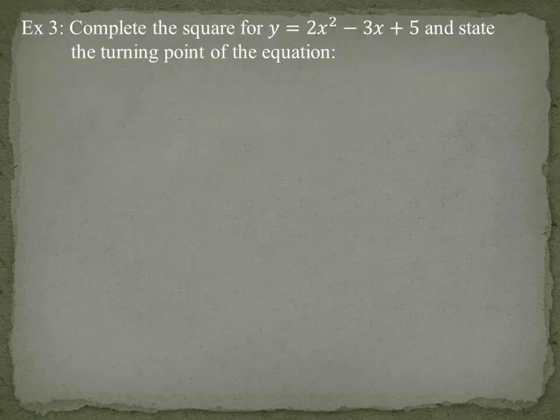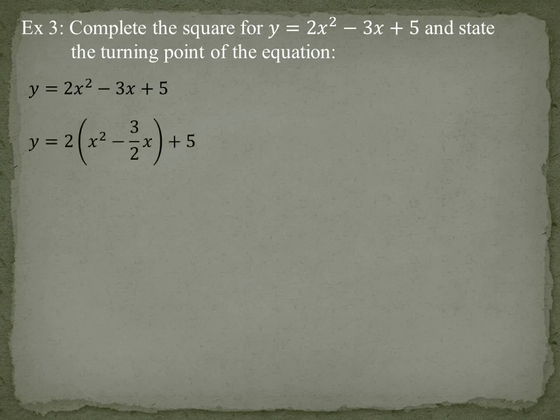Third example. Right, so complete the square for y equals 2x squared minus 3x plus 5 and state the turning point of the equation. Again, take the common factor of 2. I've chosen this one just to show you that that may not lead to a nice common factor and nice coefficient in front of the x once you do remove it. So taking 2 leaves a fractional coefficient in front of the x, which you're going to have to deal with. Again, warned you before, being able to deal with fractions is important at higher.